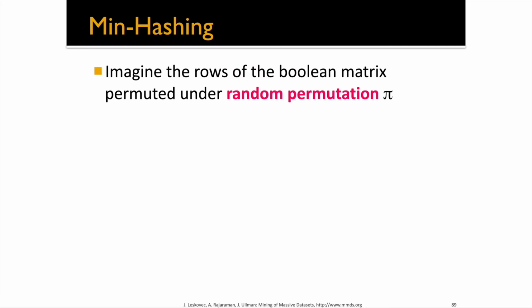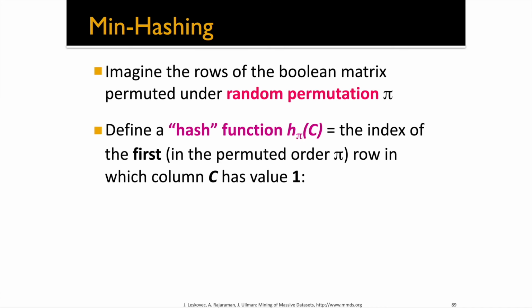First, we have our Boolean matrix, where columns represent documents, rows represent shingles in the document, and cells in the matrix tell us whether that shingle is present in that document. We introduce a random permutation pi that allows us to reorder the rows of this matrix. And we define the hash function to be the index of the first non-zero element in this permuted order in the column for this particular document. We denote this hash function as the min of C.